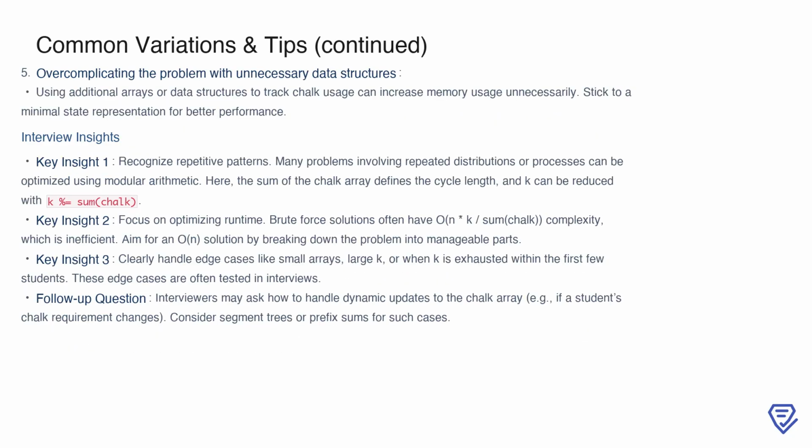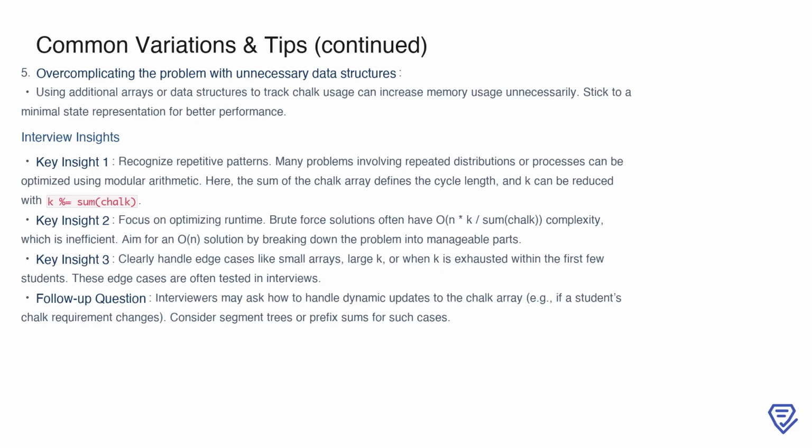Another mistake to avoid is overcomplicating the problem with unnecessary data structures. For example, creating additional arrays to track chalk usage might increase memory usage without adding value. Instead, focus on minimal state representation to keep the solution efficient.